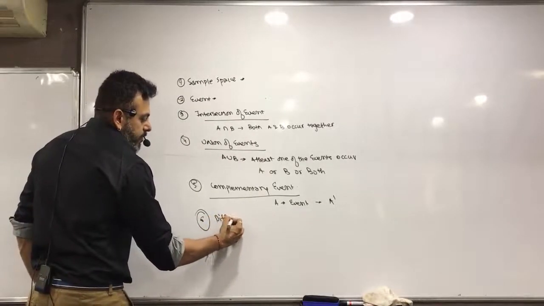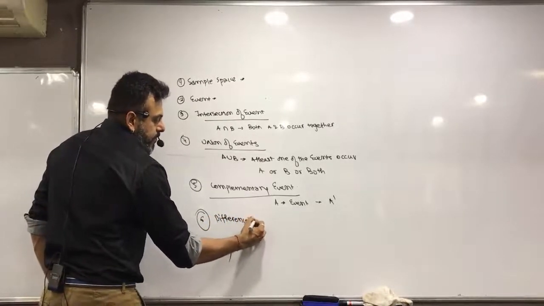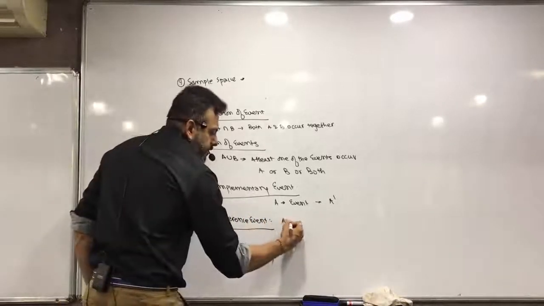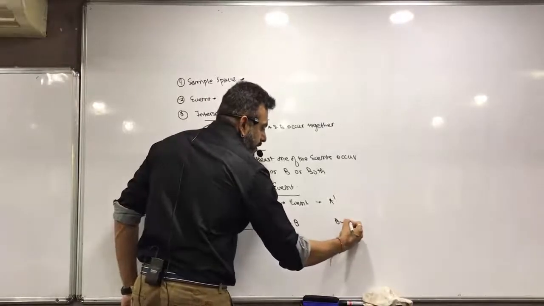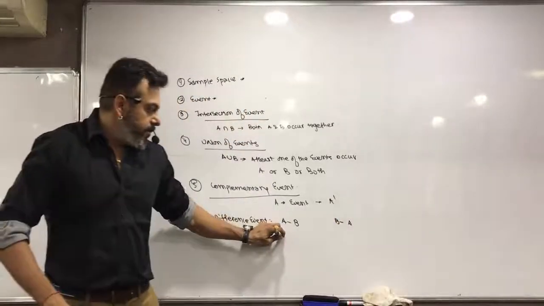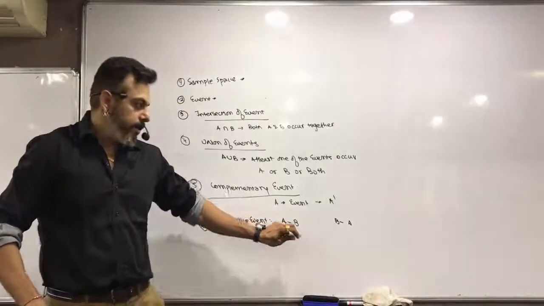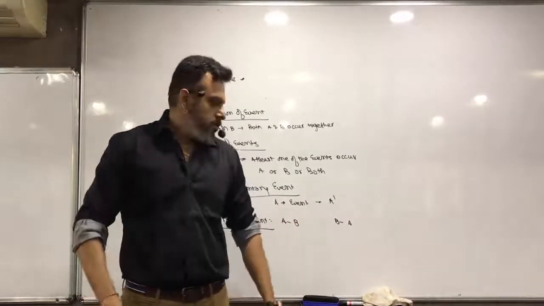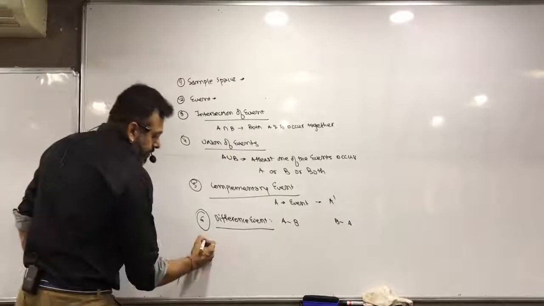Okay? Now, sixth, difference event is very important. It means over here, it is A minus B or B minus A. A occurs, but B does not occur. And B occurs, A does not occur. Understood this? Okay.